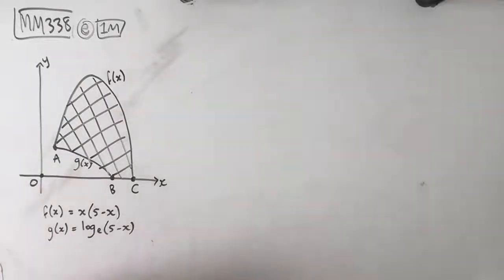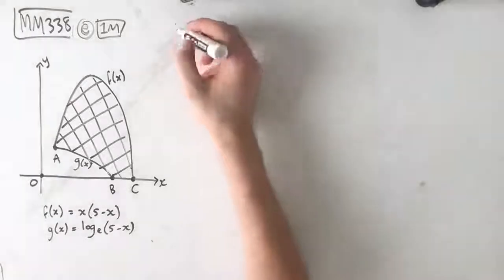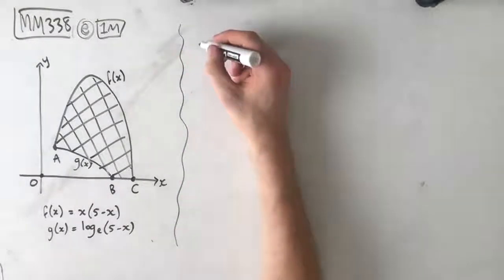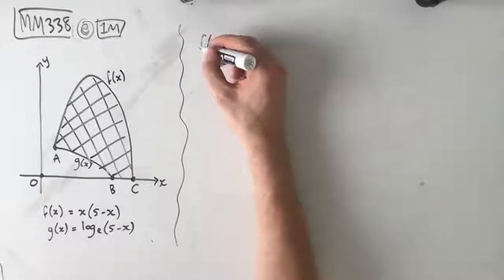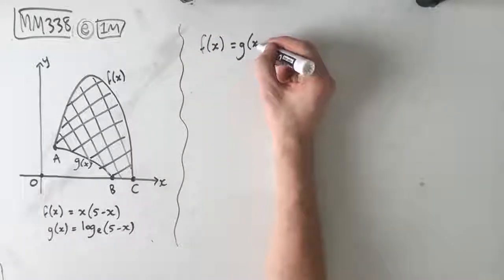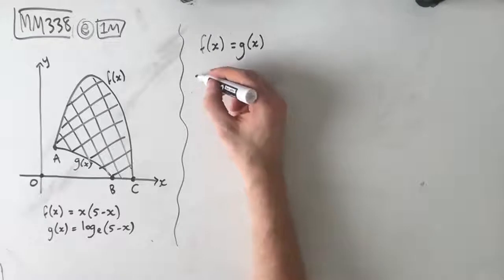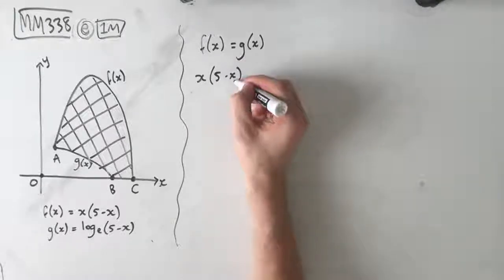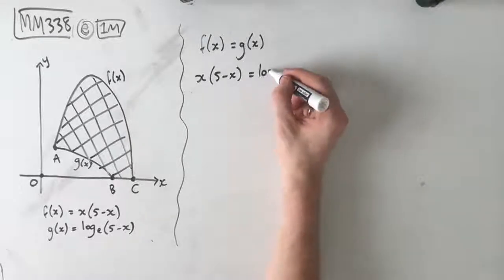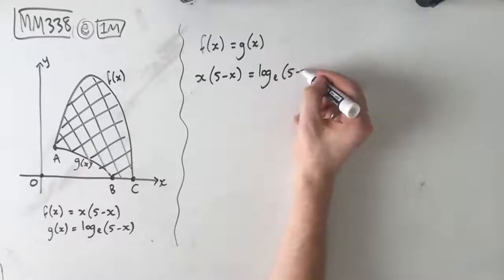Cool, so part E asks, find the coordinates of point A, the point of intersection between y equals f of x and y equals g of x, correct to 2 decimal places. Awesome. So, as always with points of intersection, what we're going to want to do is let them equal each other, right? Let these two functions equal each other. So we get f of x equals g of x, which means that we get x e to the power of 5 take x equals log e of 5 take x.